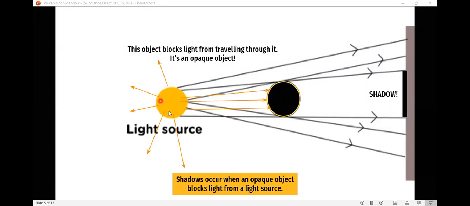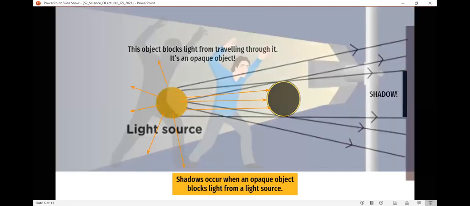Okay? Here we have the light source sending rays of light, and in this space there is no light because light is blocked by an opaque object. This is how shadows happen. Let me show you another picture. Look.